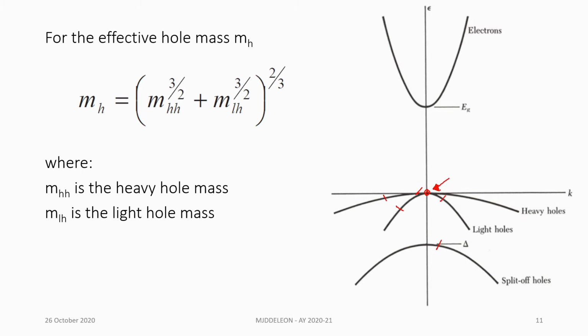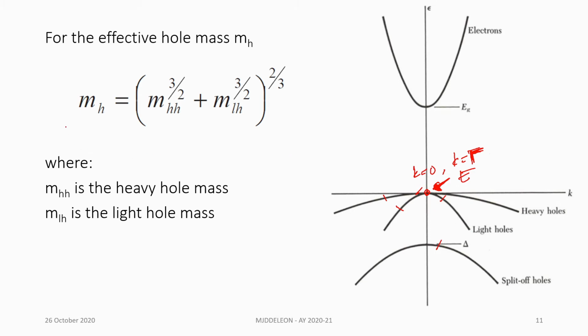dito sa taas. Both have the same energy at the top of the valence band. So the heavy hole and light hole bands have the same energy at K equals 0, or K equals gamma. And alam natin yung curvature niyan, meron yung heavy hole and light hole.